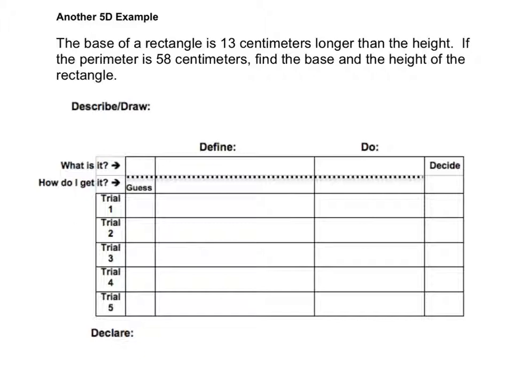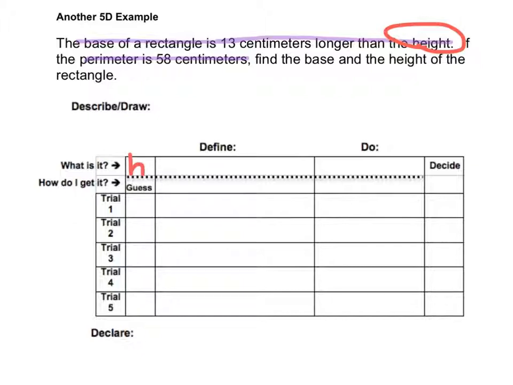Okay, so I'm still going to read the problem. The base of the rectangle is 13 centimeters longer than the height. The perimeter is 58 centimeters. Find the base and the height. Alright, so if I knew what the height was, I could figure out the base, because it tells me that the base is 13 more than the height.